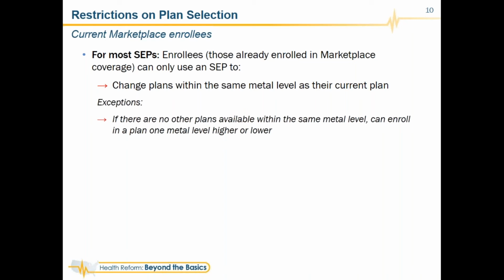In rare cases where there are no plans available in that same metal level, the person can enroll in either one metal level higher or one metal level lower than their current plan. Again, this is probably going to be rare, but it's really important to point out nonetheless. So what does this mean? Basically, if someone is enrolled in a bronze plan, so they enroll at open enrollment, and then later in the year a life event occurs and they're eligible for an SEP, they would only be able to use that SEP to switch to another bronze plan.